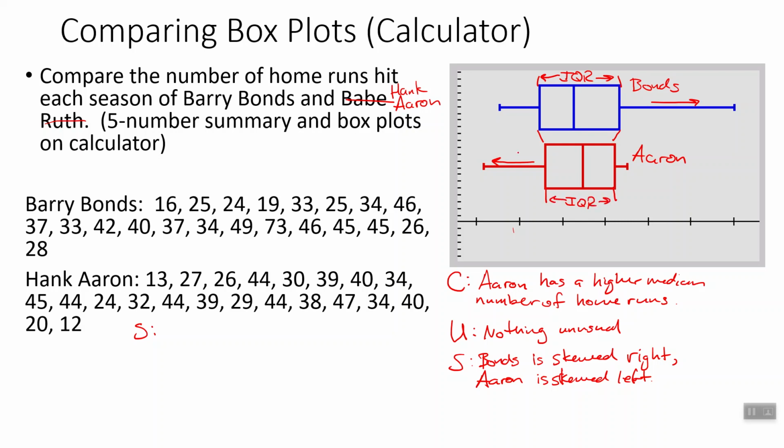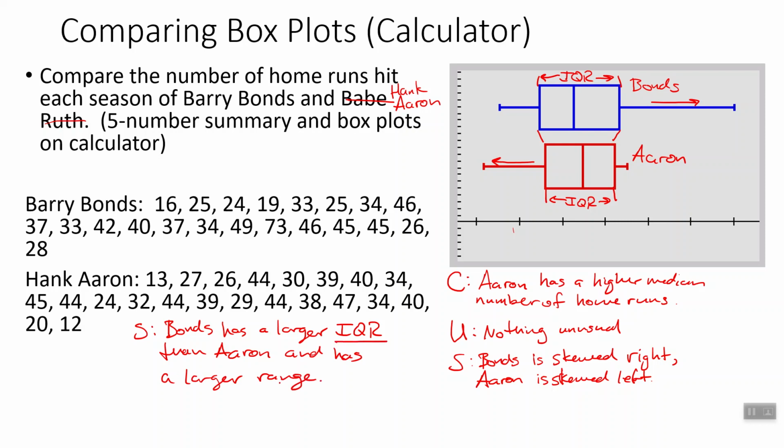All right. Bonds also has a larger range, because his goes much higher up here, and they're almost the same here. So we could just say Bonds has a larger IQR than Aaron and has a larger range. Either one of those by itself would be fine, IQR or range. IQR is a better measure of spread than range is, though. Usually standard deviation is the best, IQR is probably the second best that we've gone over so far, and then range would be the third best.